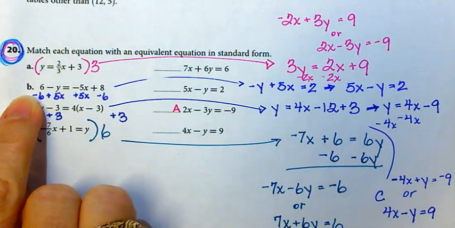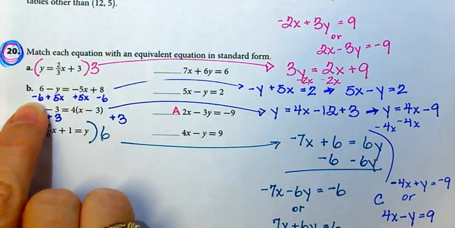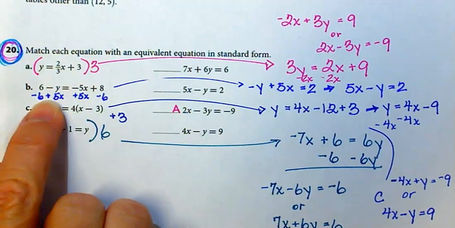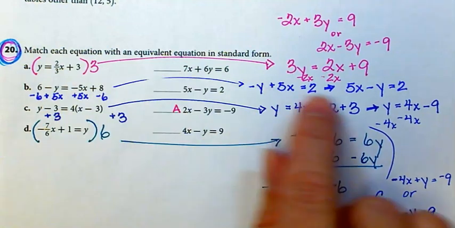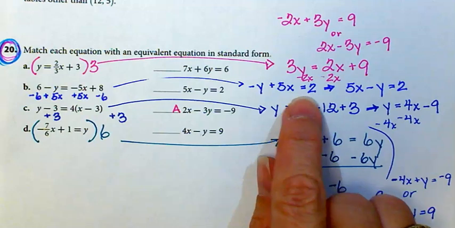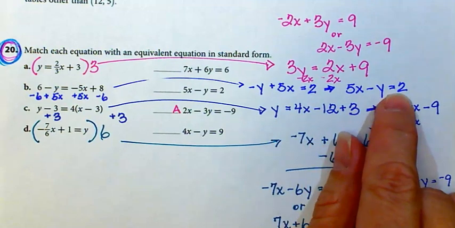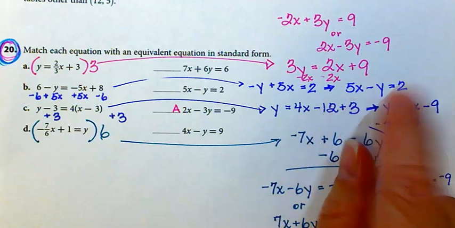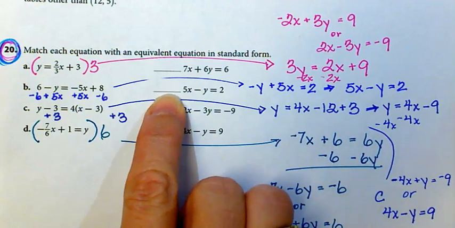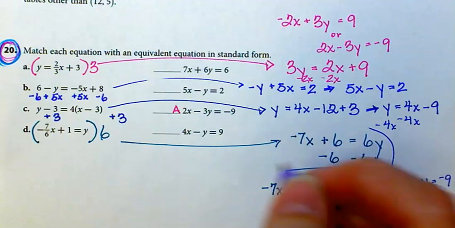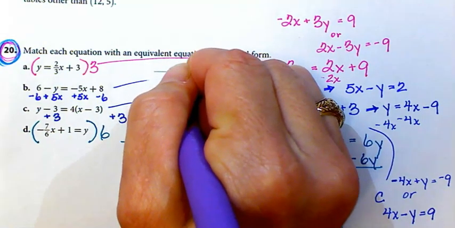Then B, I subtracted the 6 to move it to the other side. I added the 5x to move it to this other side. So I get negative y plus 5x equals 2, or rearrange and clean it up. That's 5x minus y equals negative 2. It could also be negative 5x plus y is negative 2, but what I wrote originally is the one that they put on there. So this is B.